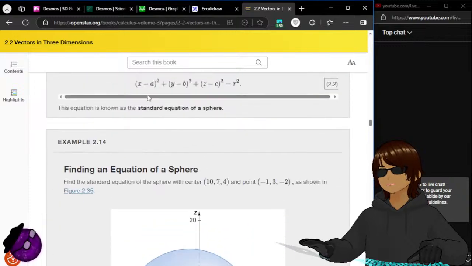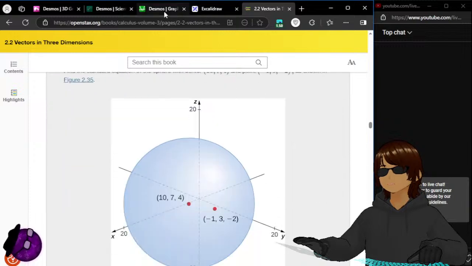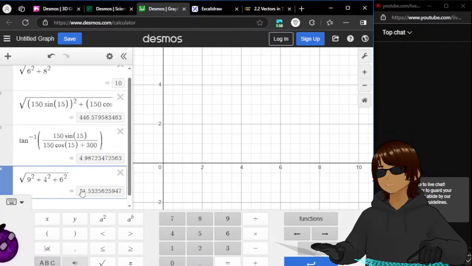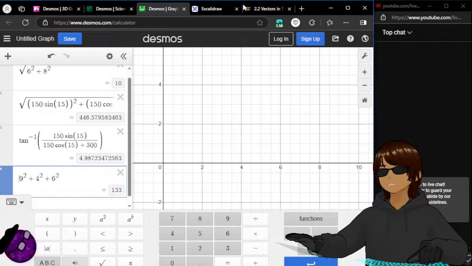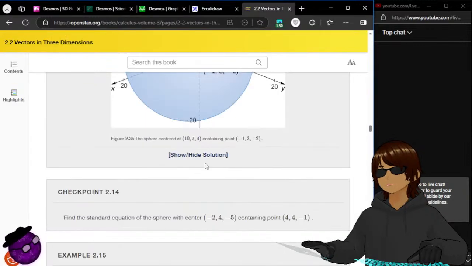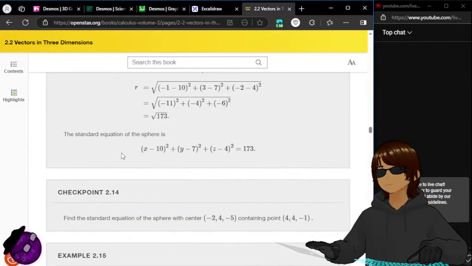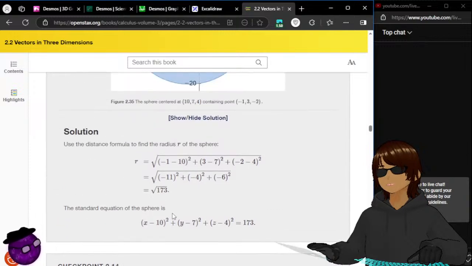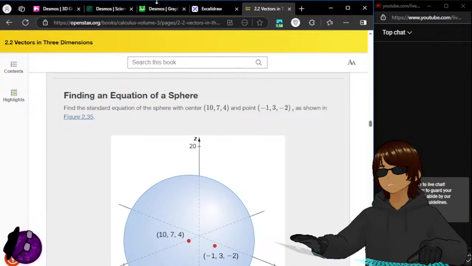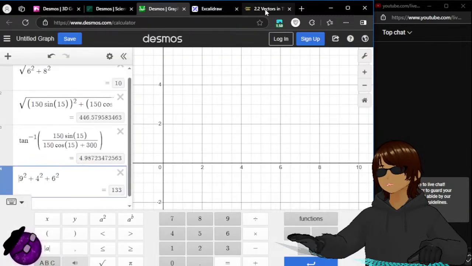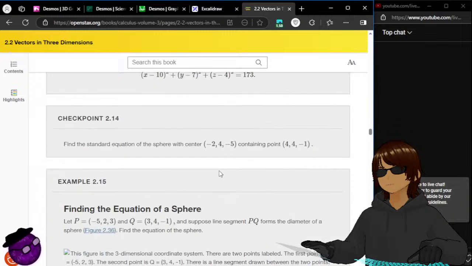So basically x minus 10 squared plus y minus 7 squared plus z minus 4 squared is equal to 11. We remove the square root. It's equal to 133. It says 173. I did 10 minus -1, right? Should be 11, not 9.